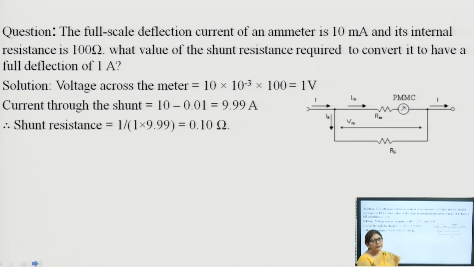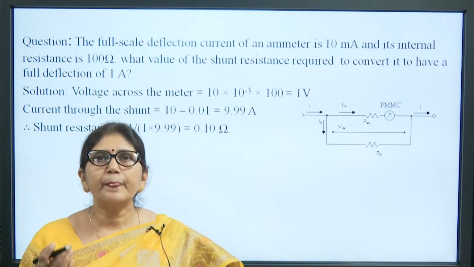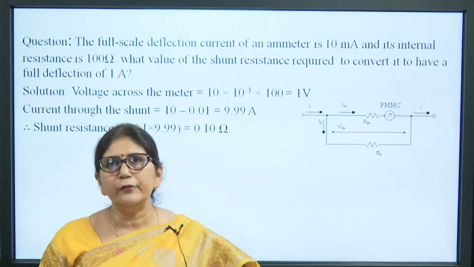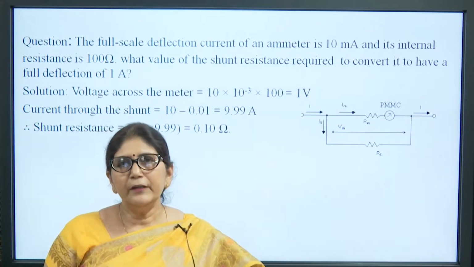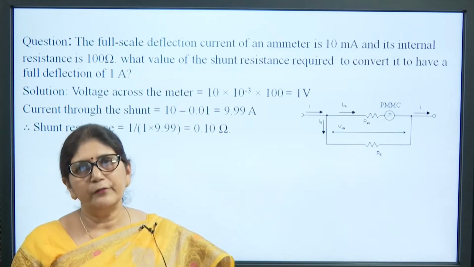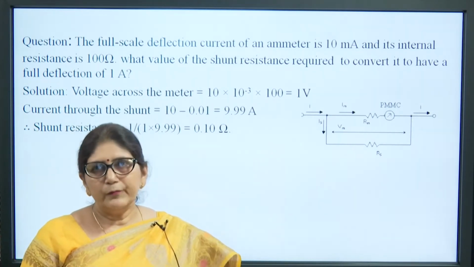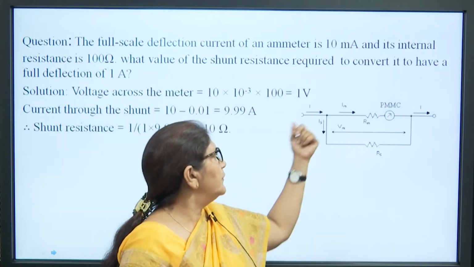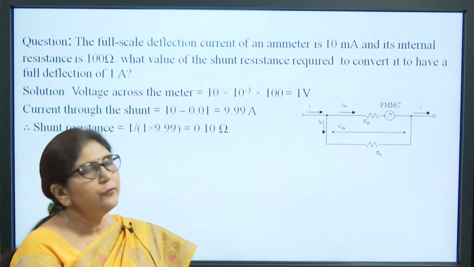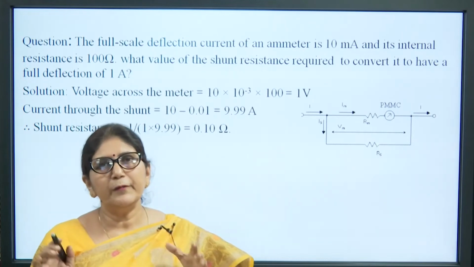Similarly, one more question is there: full scale deflection is 10 milliampere, internal resistance Rm is 100 ohm. What value of shunt resistance is required to have full scale deflection of 10 ampere? So, again we have to find out Vm. So, Vm is the voltage, this resistance into current. So, it is resistance value into current. So, it will be 1 volt.